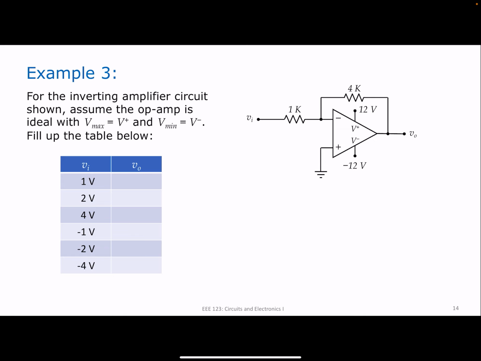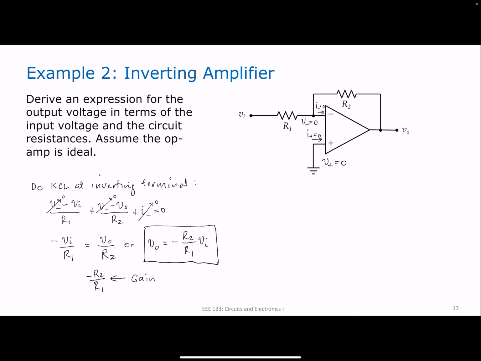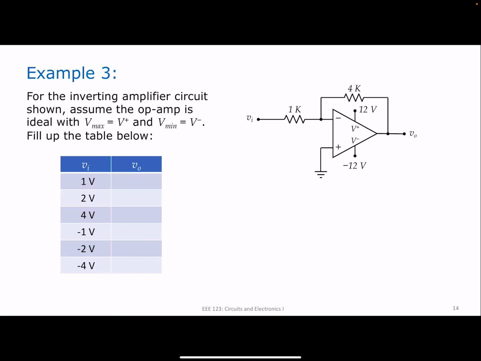Okay, so this is an inverting amplifier. What is our gain? From here, we said that Vo is minus R2 over R1 times Vi. So in this particular case, R2 is 4 and R1 is 1. So this is just going to be minus 4 Vi.